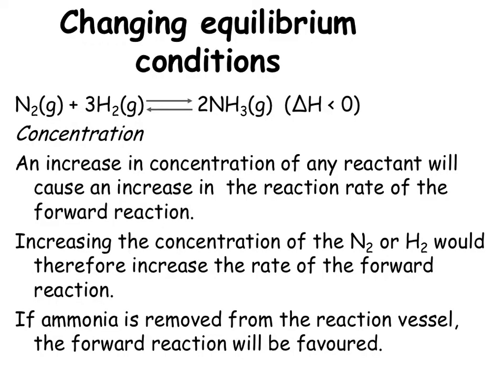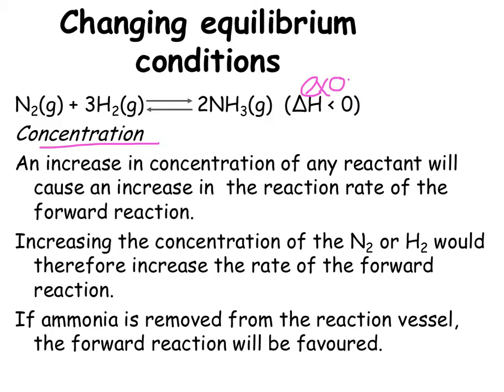So here's that balanced equation that we've just described, and we've got a delta H value that is less than 0. That tells me this is an exothermic reaction. Now, you need to consider how the factors of concentration, temperature, and pressure affect various reactions.